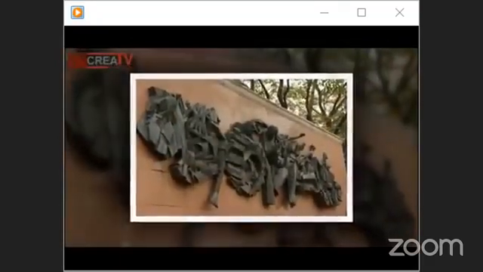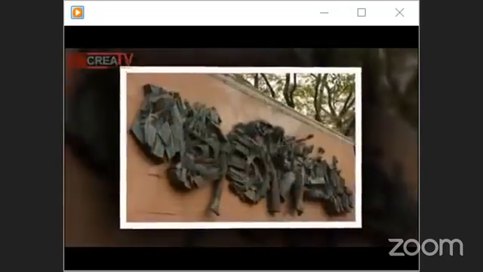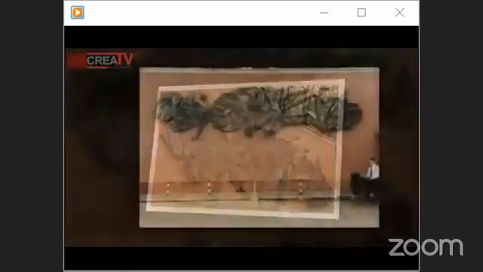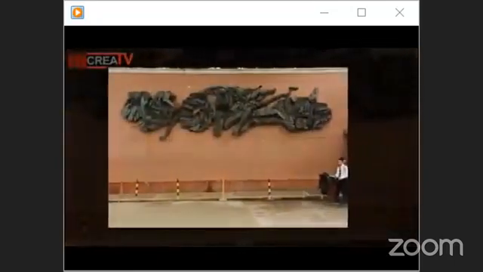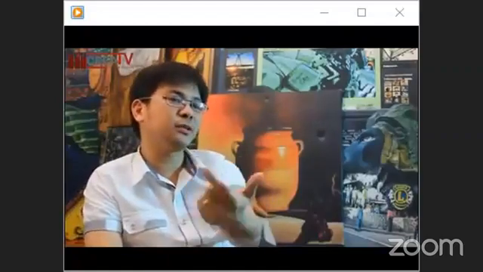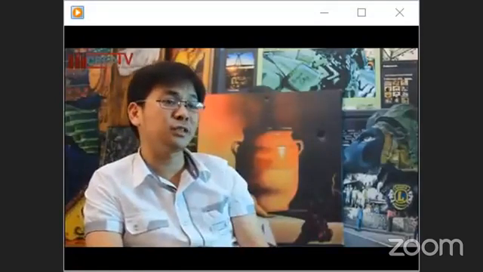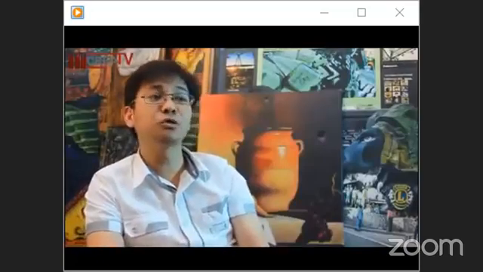Hanggang ngayon ay nananatiling matatag ang mural sa kinalalagyan nito na nagpapaalala sa atin ng mahalagang papel ng PUP sa lipunan. These icons would remind the students and anybody who comes or who enters the university about the university's role in nation building.